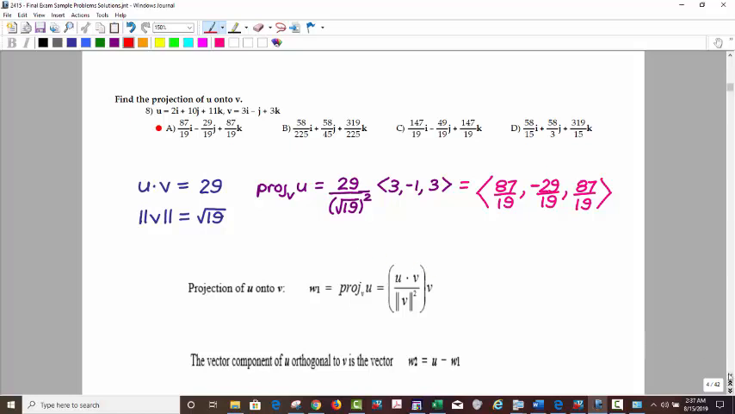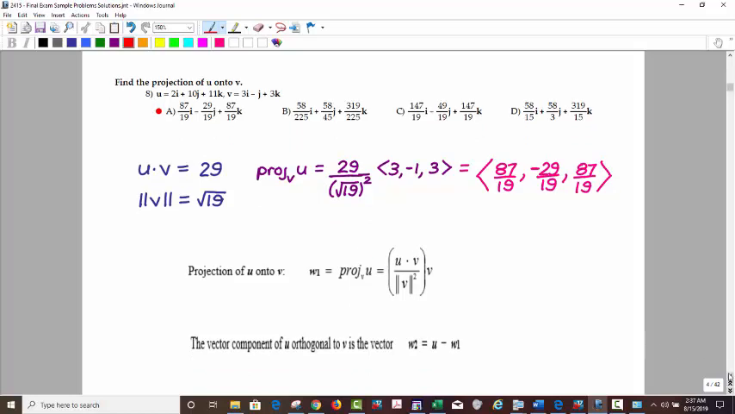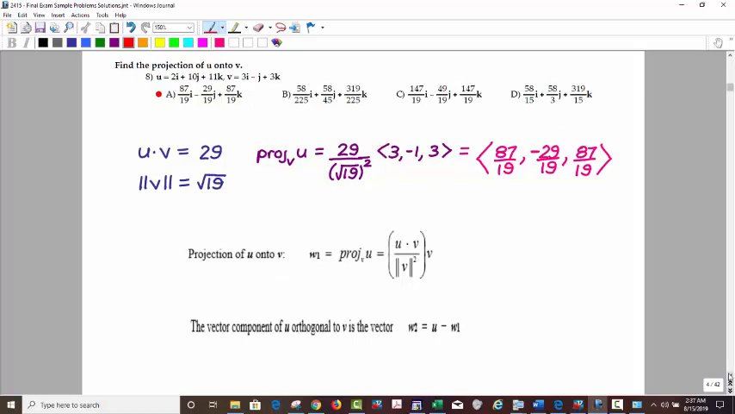Now it's possible, if this is on the list of questions for the final, just like exam 1 had this question, I believe, where it wanted the vector W2, the other component that's orthogonal to that. Well, all you have to do is take vector U, which is given, and subtract the vector you just calculated right here, and that will give you the vector component of U that's orthogonal to V. All right.